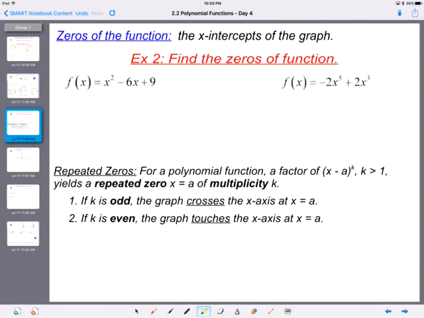The second part of the notes, we're going to get into this idea of something called multiplicity. Before we do that though, let's refresh that zeros of a function are the x-intercepts of the graph. I have two polynomial functions here, one being a quadratic and another one being x to the fifth, that we're going to solve pretty quickly just to show you what the solutions are. So let's go through that process again. We're going to solve by factoring. So you have x minus 3 times x minus 3. Set your factors equal to 0.